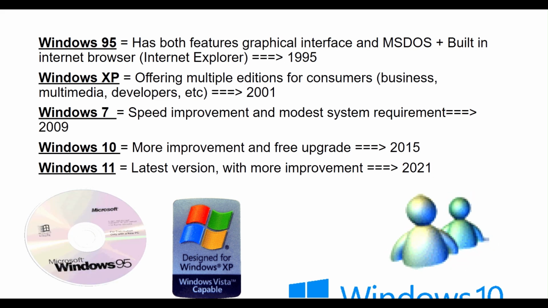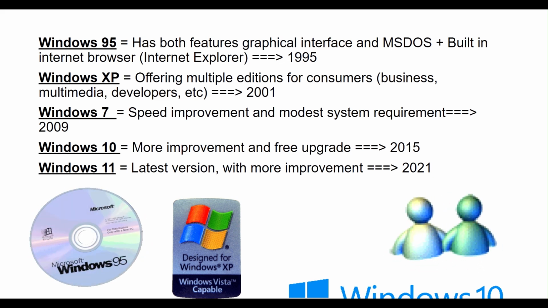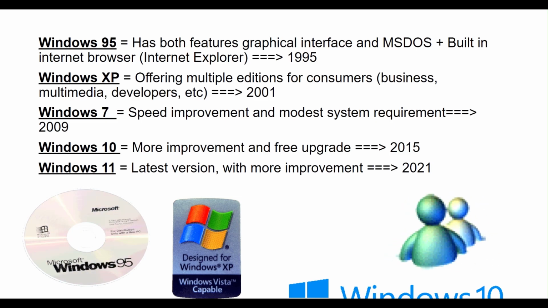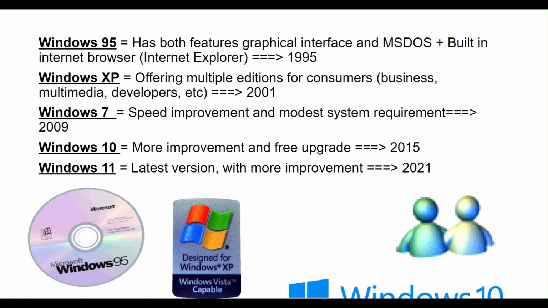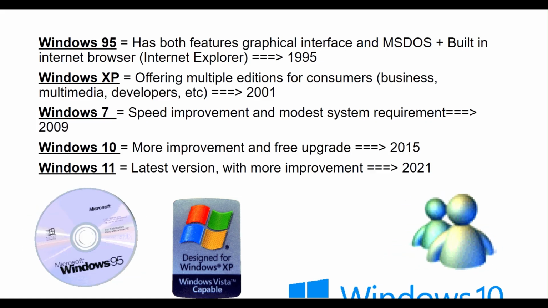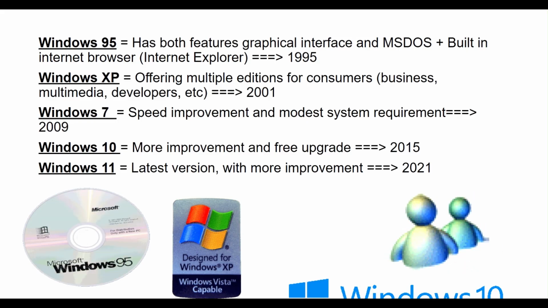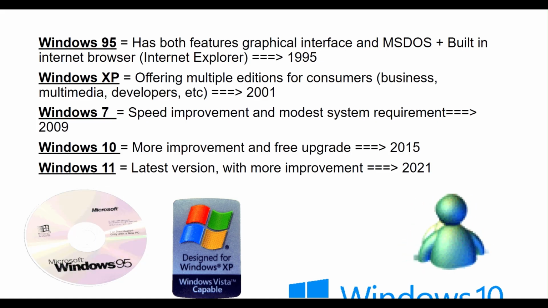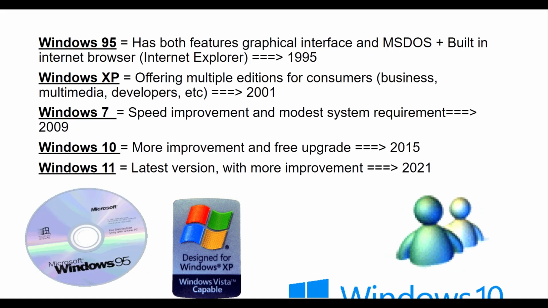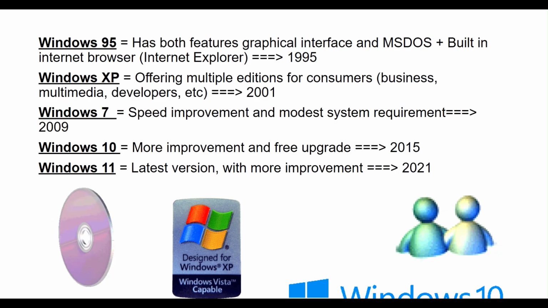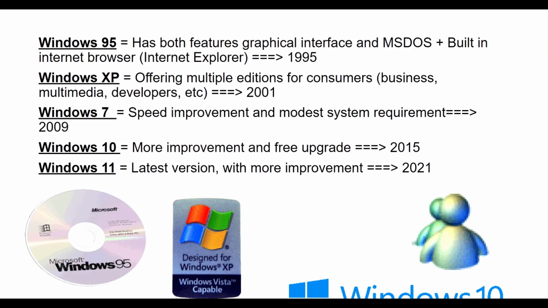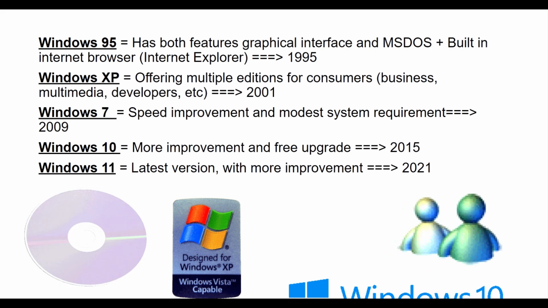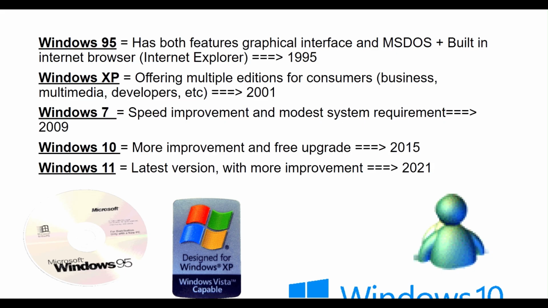Windows 95 has both features, the graphical interface and MS-DOS, and a built-in internet browser, which allowed you to use the internet in what we called at that time Internet Explorer, which was retired, I would say maybe in 2015 or something like that. I'm not too sure about the date, but it was retired, so we don't use Internet Explorer anymore. Since then, it was replaced with Microsoft Edge. Windows 95 was released in 1995.